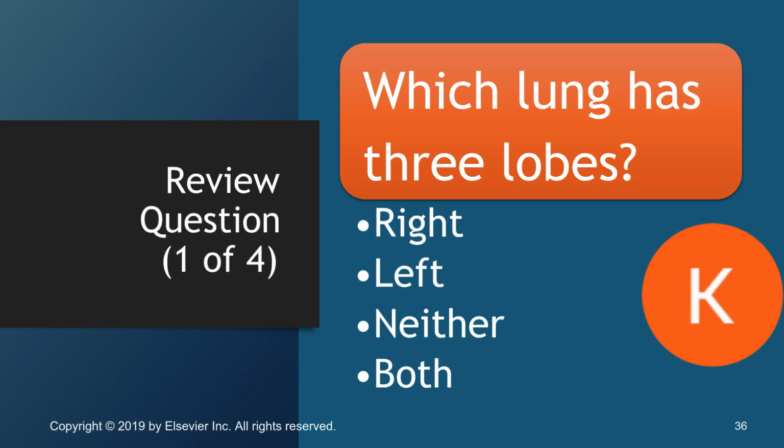Okay, we have our review question. Which lung has three lobes? So as we have learned earlier, our right lung has three lobes and our left lung has two lobes in much space taken by the heart. So it's the right lung.